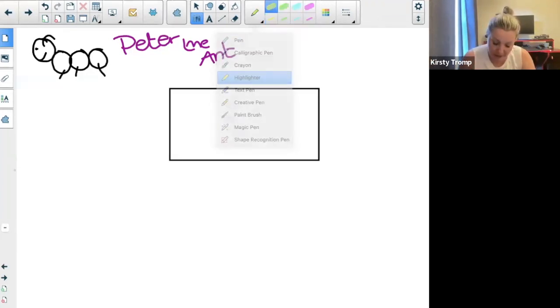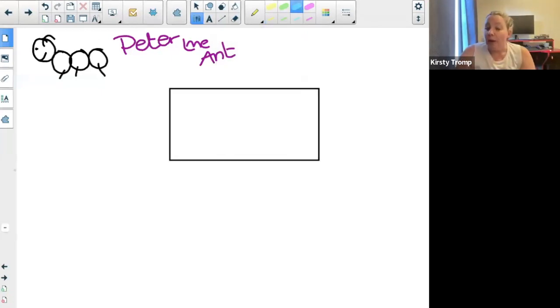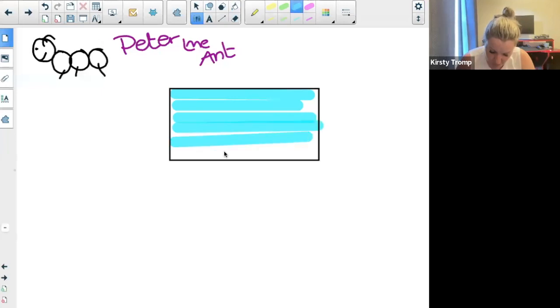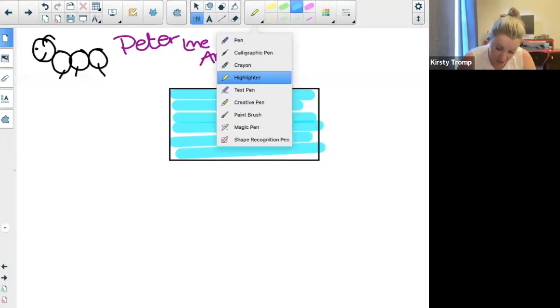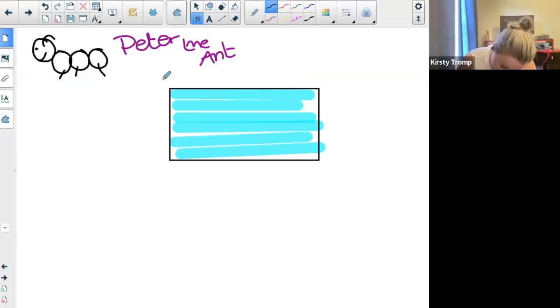Why am I talking about Peter the ant? When I'm doing perimeter, I always need to remind myself: perimeter, outside. But my goodness, the word perimeter is such a long word. So I say to myself, if I had a swimming pool, here's my swimming pool, here is my beautiful body of water inside my swimming pool, and I'm going to draw Peter the ant as a little dot as a start.